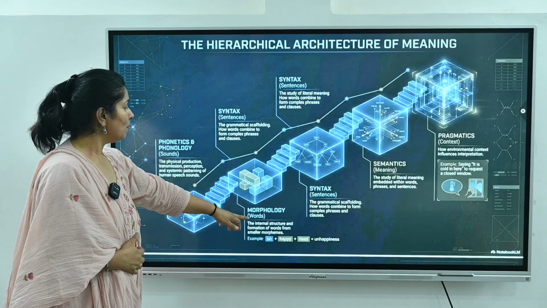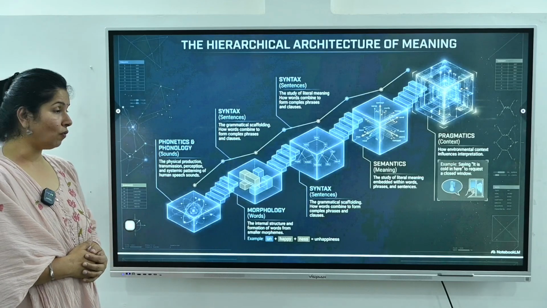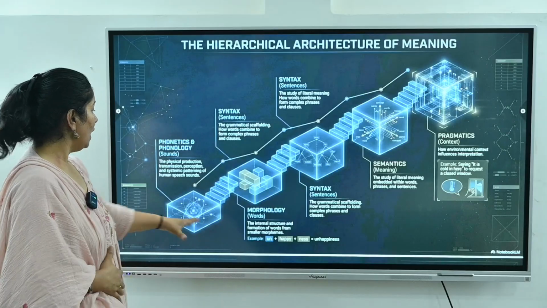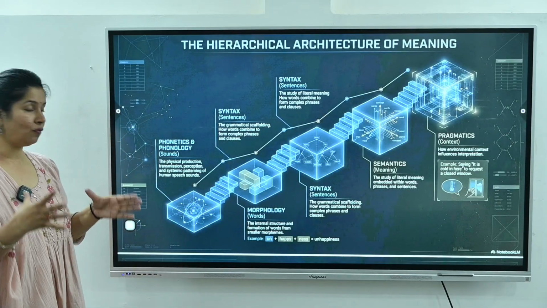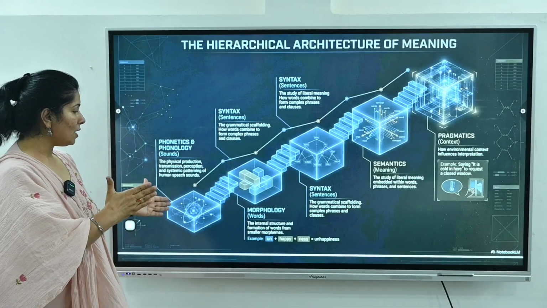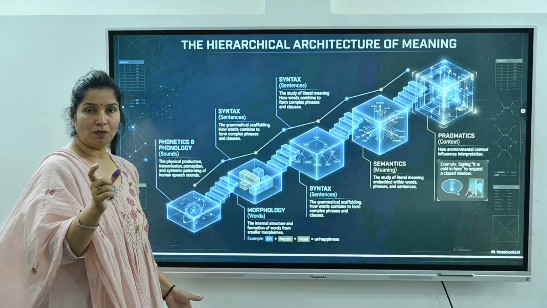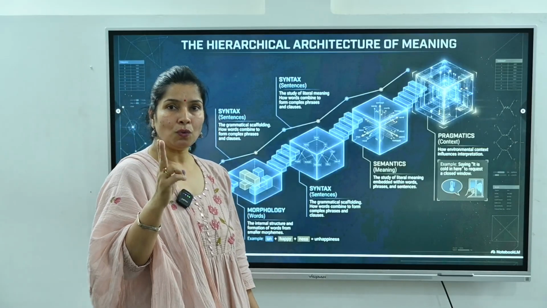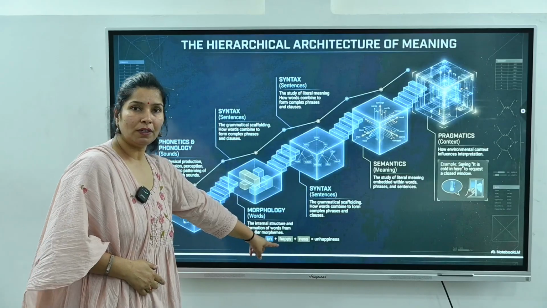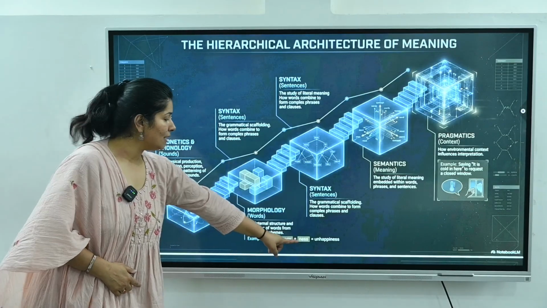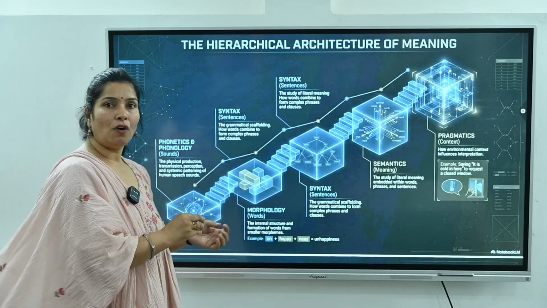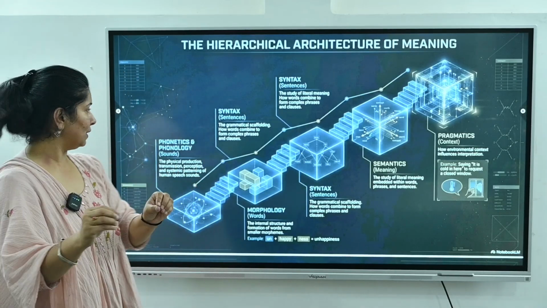The second one is morphology. It focuses on word formation, the internal structure and formation of words from smaller units called morphemes. For example, unhappiness. This word is made up of affixes, prefix and suffix. Happy is the root word, un is the prefix, and ness is the suffix. So it combines prefix, root word and suffix.